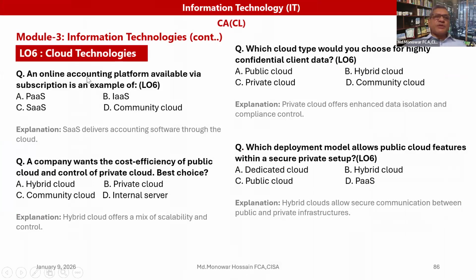An online accounting platform available via subscription is an example of what? An online accounting platform available via subscription is an example of software as a service. So software as a service delivers accounting software through the cloud. Answer C.